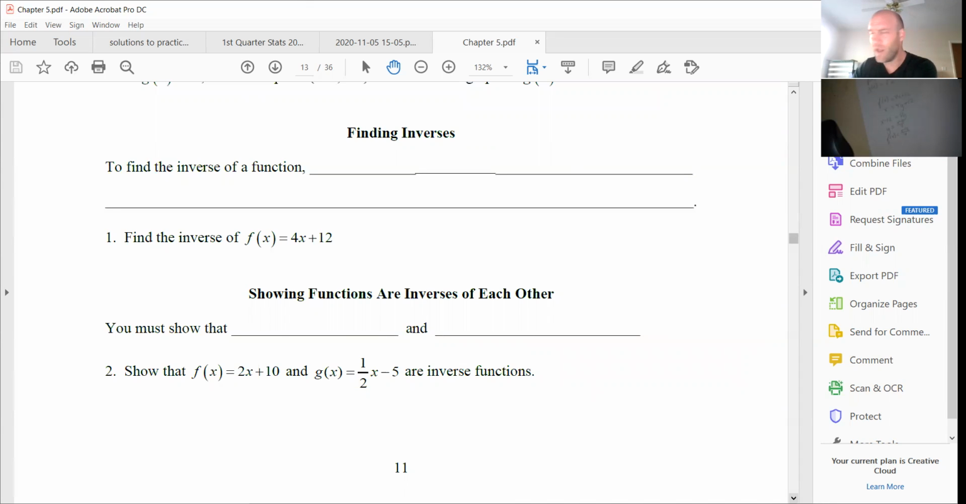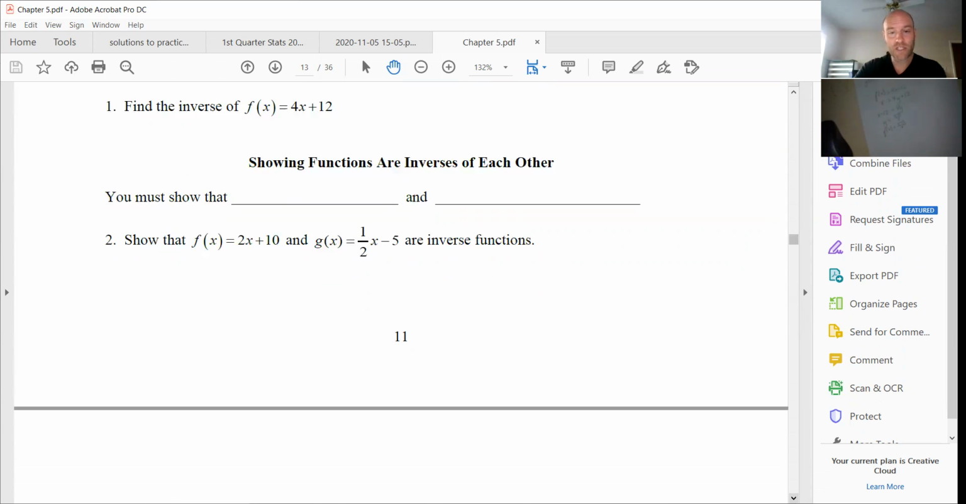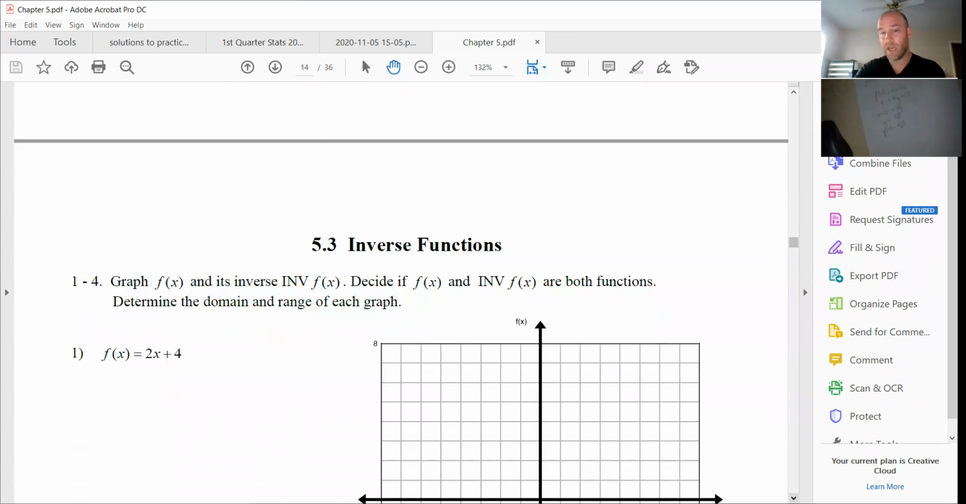Doesn't ask us to. Let's just see whether or not it seems legit by picking a nice easy number. How about 0? Plugging it in. 4 times 0 is 0, plus 12 is 12. 12 minus 12, I'm taking the output, which was 12. 12 minus 12 is 0. 0 divided by 4 gets me back to where I started. That wasn't a proof or anything, but it does lend credence to that being an inverse.